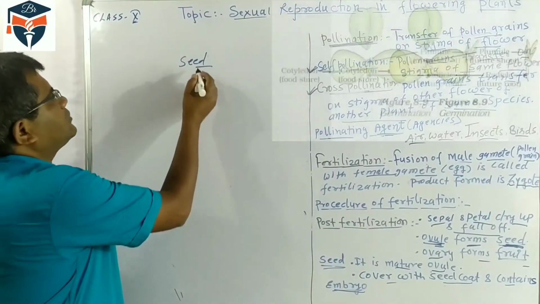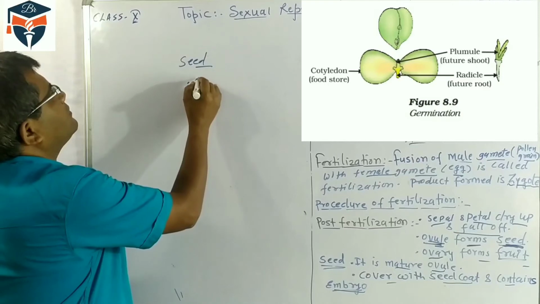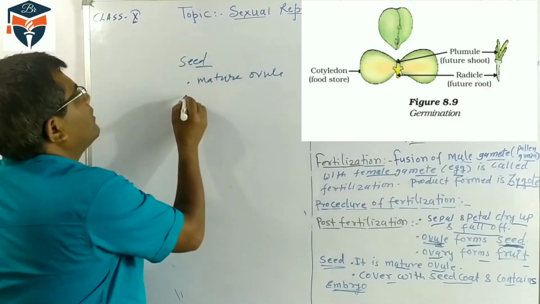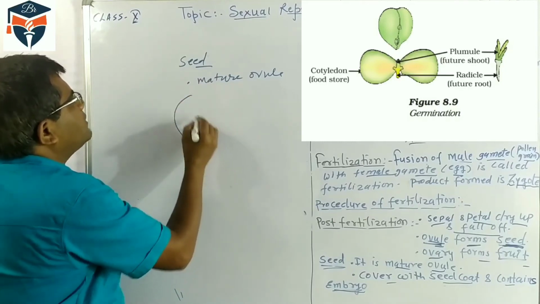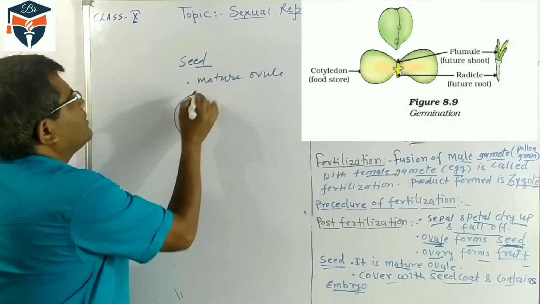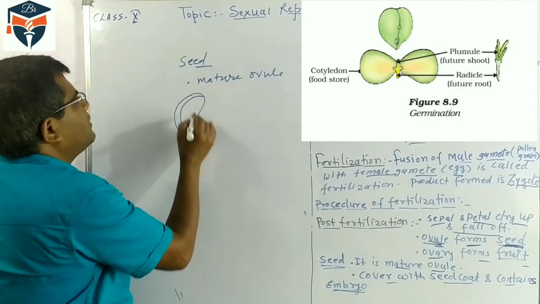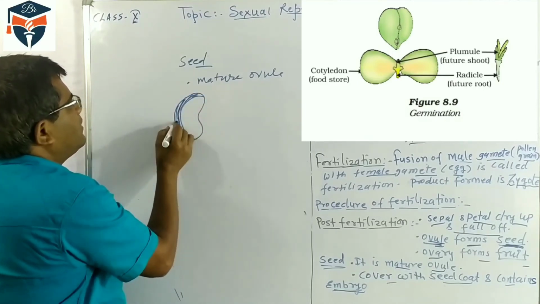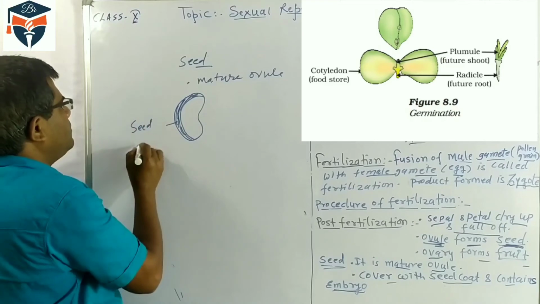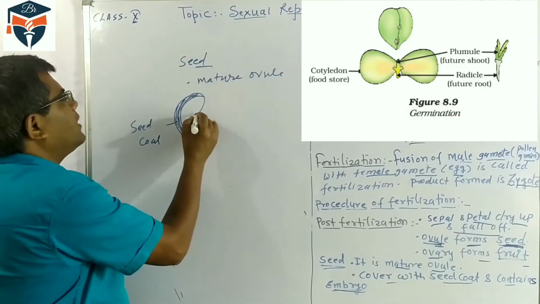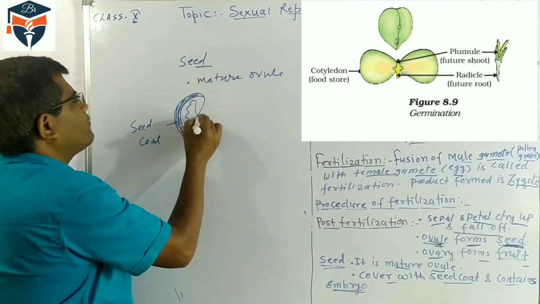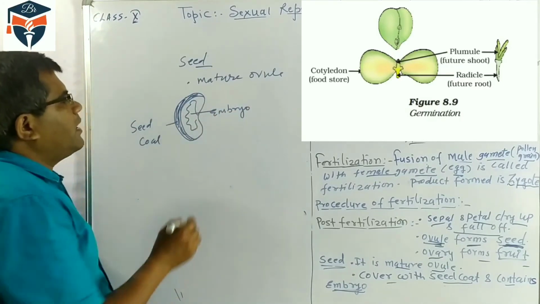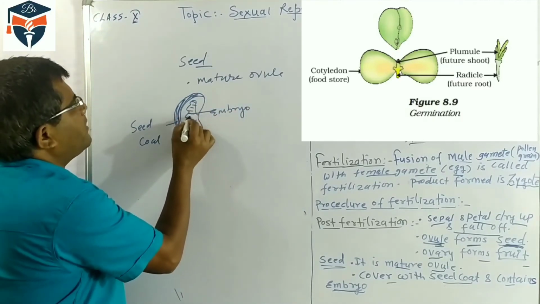If we look at a seed, the first part is the matured ovule. The seed has an outermost layer, which is a hard covering, and this is called the seed coat. Another part is the embryo. Each seed has a baby plant, or embryo. So this is the embryo part.